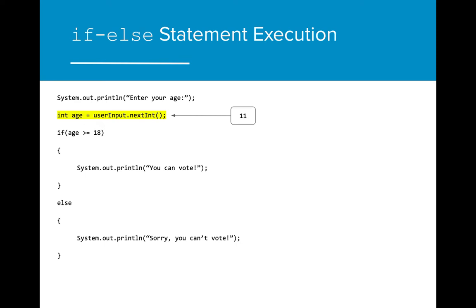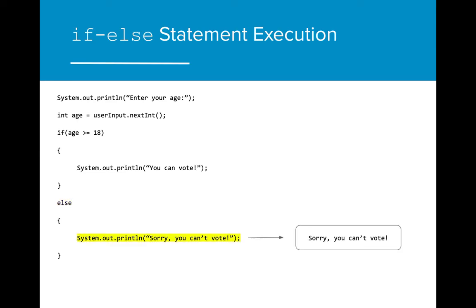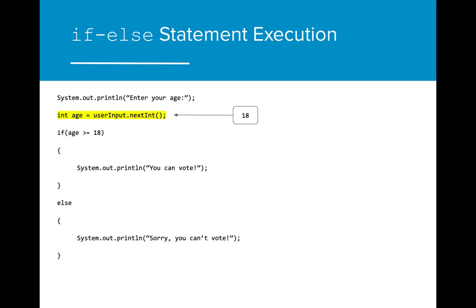When we input 11 into the console, the variable age now holds the value 11. In the next statement, the if statement is asking if the variable age is greater than or equal to 18. Since the value of age is not greater than or equal to 18, the condition is returned as false to the if statement. The program skips the code located within the if statement because the expression evaluated to false, and goes on to the next statement in the code, which in this case is an else statement. As a result, the code in the else statement is executed, and "sorry you can't vote" is displayed in the console. Let's try this with another value.